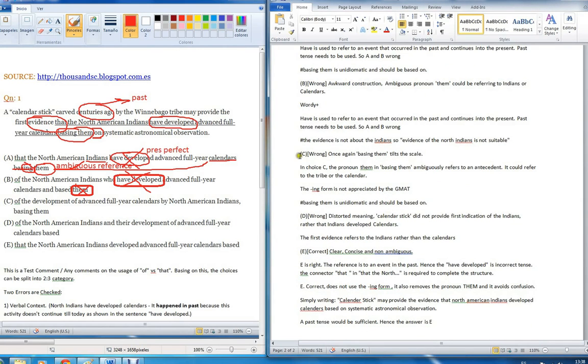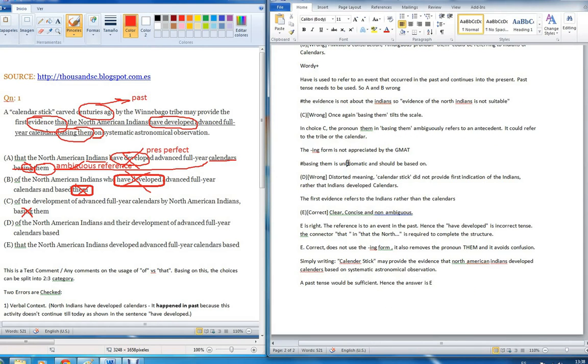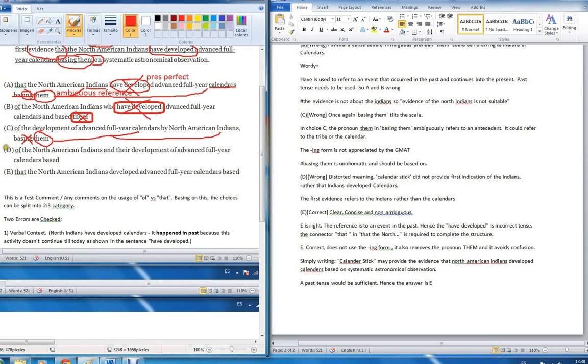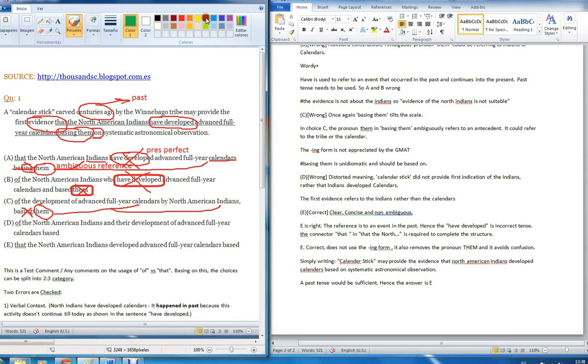Okay, so let's go to number C. Again, basing, the ing form, is not good, and another thing that we can see in number C is that them does not correctly refer to something specific, so it's either calendars or Indians. So let's go to number D. Well, the problem here in number D is that it's not good because calendar stick refers to North American Indians.